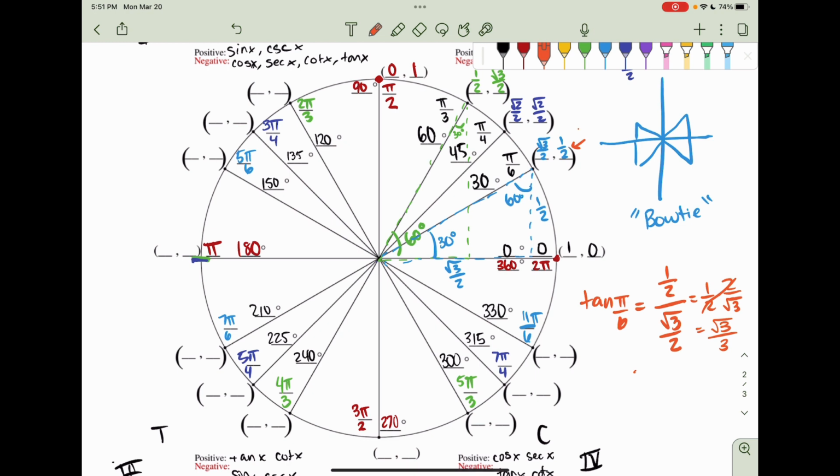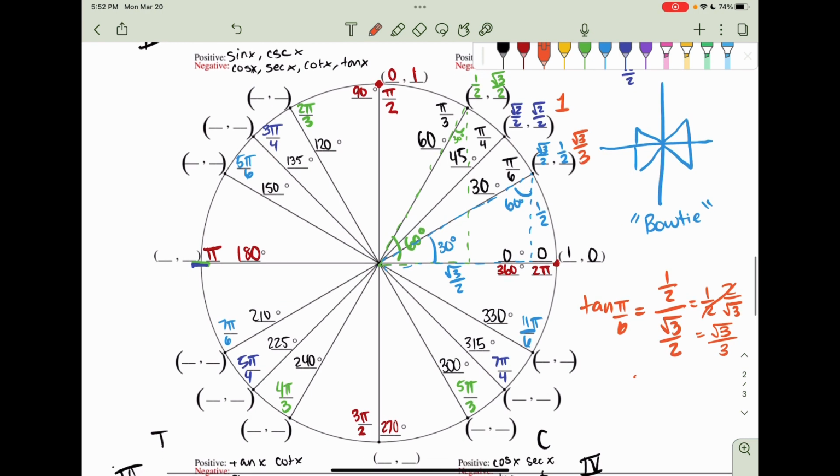So the tangent of pi over 6 is root 3 over 3, and I'm just going to write the tangent values in orange. Now if I have root of 2 over 2 over root of 2 over 2, that is y over x, so the tangent of pi over 4 will just be 1.